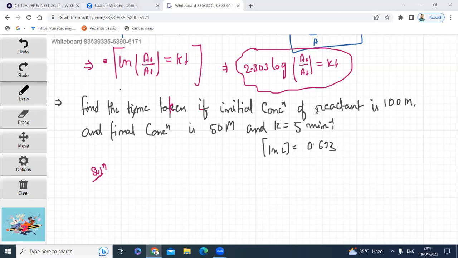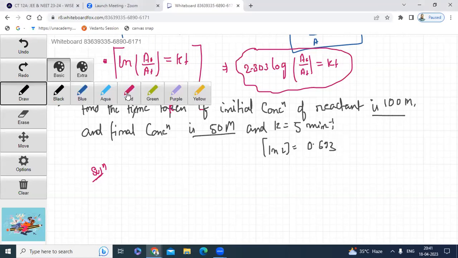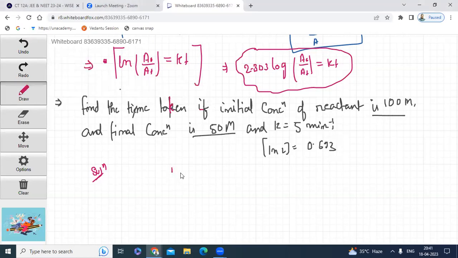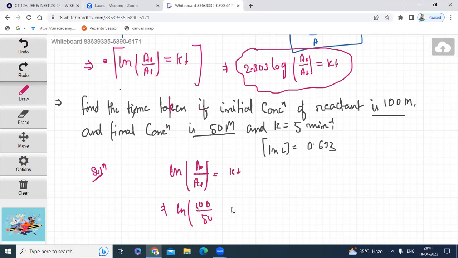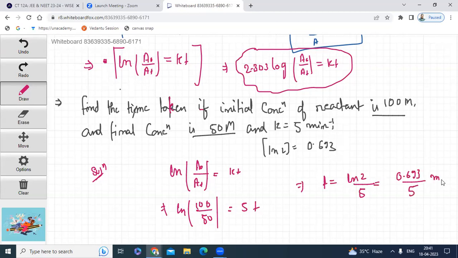Find the time taken if the initial concentration of reactant is 100 M and the final concentration is 50. K value is equal to 5 minute inverse. आपको क्या फॉर्मूला लगाना है, ln A naught by AT is equal to K into T. A naught की वैल्यू 100 के इक्वल है, AT की वैल्यू 50 के इक्वल है, K की वैल्यू 5 दिया हुआ है। टाइम की वैल्यू ln2 डिवाइडेड बाय 5, ln2 की वैल्यू 0.693 डिवाइडेड बाय 5 कर देंगे, this minute will be the answer.